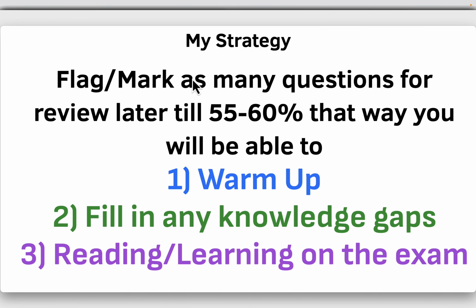Okay, this is very personal. This is my strategy. I flag or mark as many questions for review later, till around 50, 55 or 60% of the total number of questions, and that way I am able to warm up the brain and fill in any knowledge gaps. So these questions which I have flagged or marked will come later and I will make sure I don't have to go searching for them. But if I don't mark for review, I have to go through each and every question. And lastly, I can read and learn on the exam as I am giving the exam.